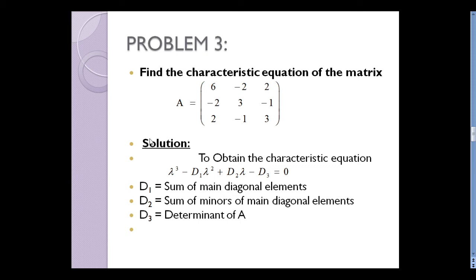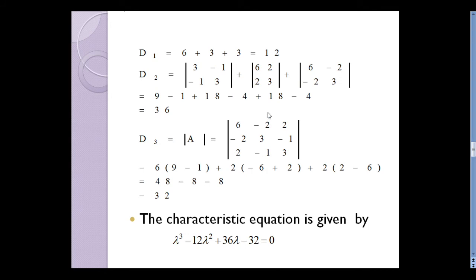Now we will find out what is d1. d1 is the sum of main diagonal elements, that is 6, 3 and 3. On adding the diagonal elements, we will get 12.